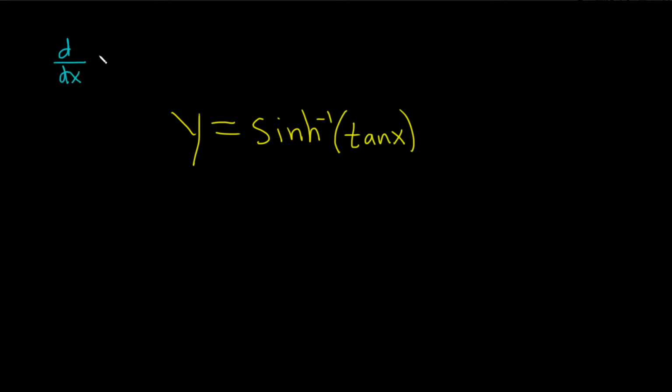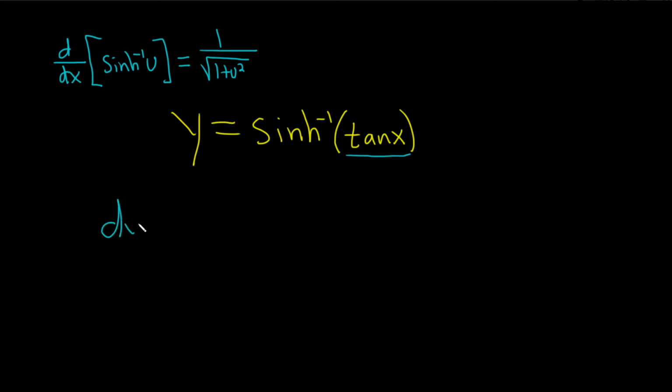If you take the derivative with respect to x of the inverse hyperbolic sine of u, this is equal to 1 over the square root of 1 plus u squared. So here when we take this derivative, our outermost function is this inverse hyperbolic sine. So we have to use this formula, and then we have to multiply by the derivative of the inside function, which is tan x. We basically have to use the chain rule.